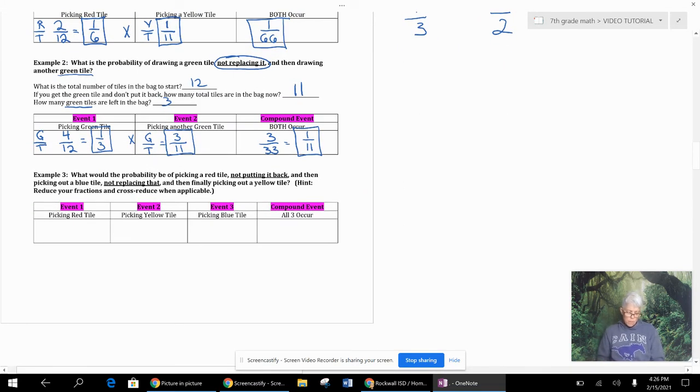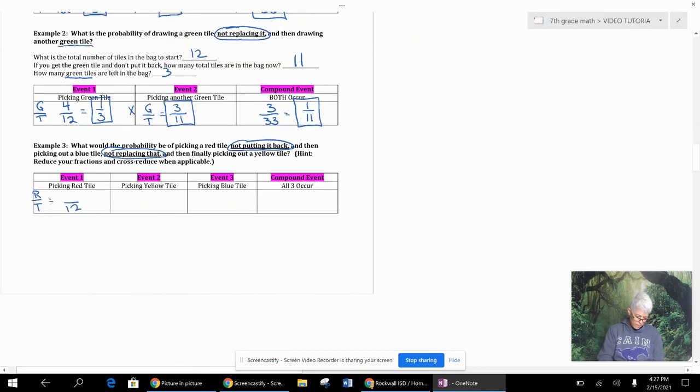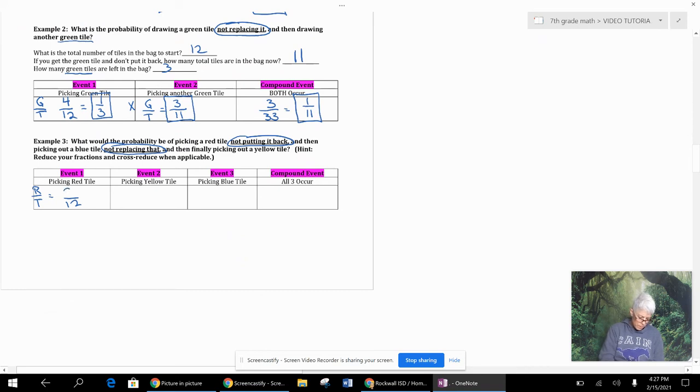Okay, what would be the probability of picking a red tile, not putting it back, then picking out a blue tile, not replacing it, and finally picking out a yellow tile? So now we have 3 events. So let's do each event. Now remember, we started out with 12 in the bag. So red over the total would be, how many red? I have to go back up here and look because I don't remember. 2 red. Okay, I can simplify that to 1 over 6.